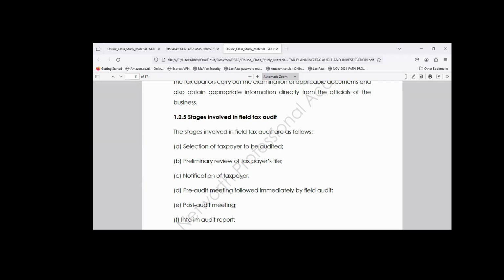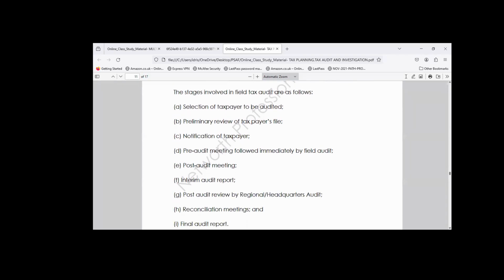After the post-audit meeting, you give them an interim audit report. You submit an interim audit report to them. I've finished my review. This is the additional liability I think your company will pay. That is the interim audit report.